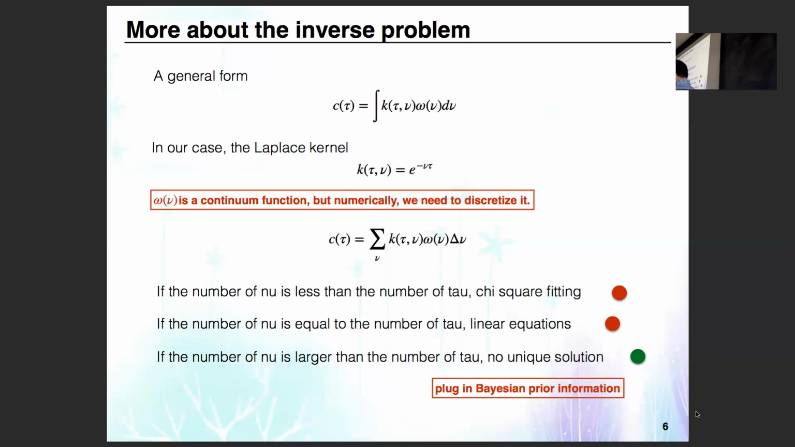However, in our case, to really know the structure function, or this omega function, we need many more points. Numerically, it's usually on the order of 1,000. So in this case, the number of mu is much larger than the number of tau we have, and in principle there's no unique solution. We need to plug in some constraints or prior definitions, or use some other method. So I will talk about some methods we explored.